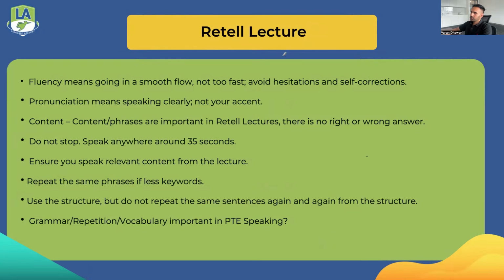Read a lecture, what are the things you need to take care of? Fluency means you have to go in a smooth flow. You don't have to go too fast or too slow. Avoid hesitations and self-corrections. Pronunciation means you have to speak clearly. You don't have to worry about your accent. You have to just speak naturally.